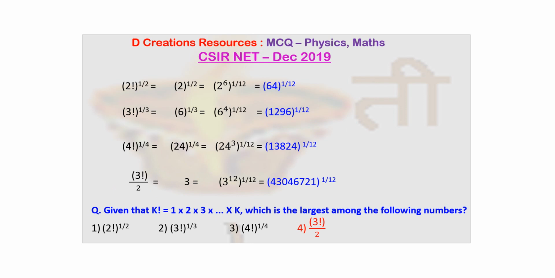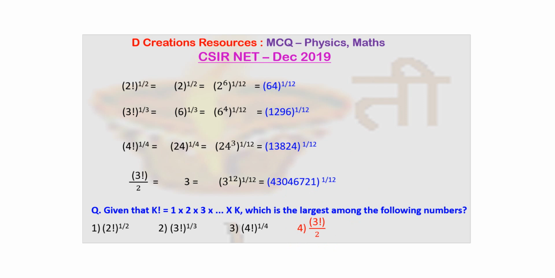Let's solve it further. If you want the power to be 1 by 12, in the bracket you will have to write it as 3 raised to 12. Now 3 raised to 12 will take a little time to calculate, but if you know that 3 cube is 27, 3 raised to 4 is 81, then 81 raised to 3, if you calculate it, results in this big number, 531,441. This whole number raised to 1 by 12. And now the answer is right in front of your eyes. It's very clear that option D is the largest number. So the answer for this question is option D.